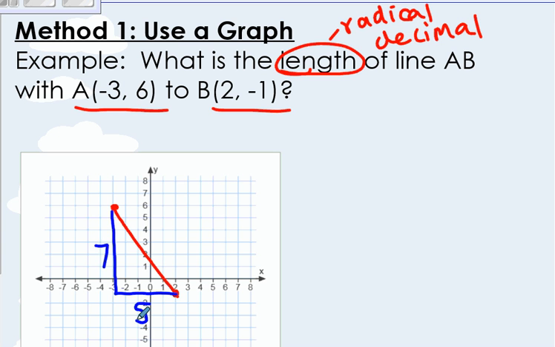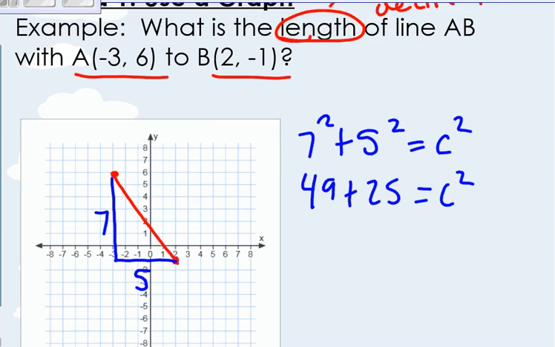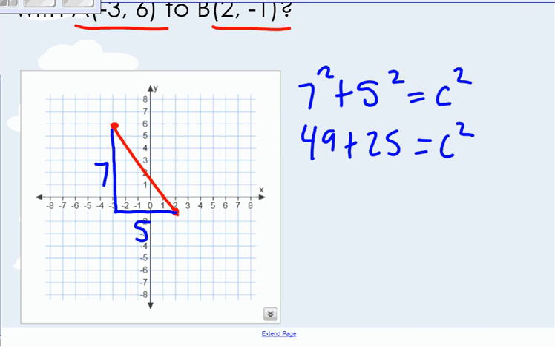Now with distance, negatives don't matter because when we square a negative, we still get a positive. Technically I would have put a negative 7 there for slope. So I'm going to have 7 squared plus 5 squared equals our c squared. So we get 49 plus 25 equals c squared. And we're going to keep solving here for c. So when we add those two together, we're going to get 74.